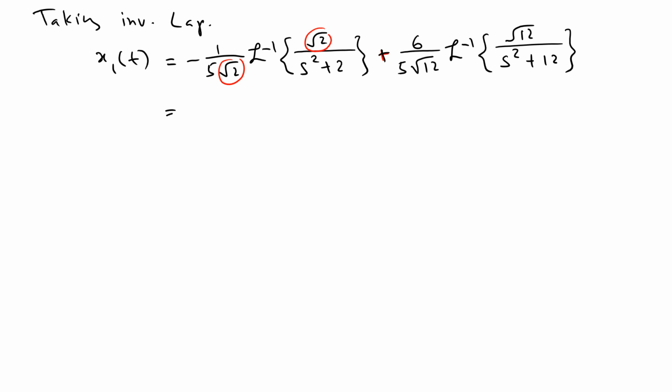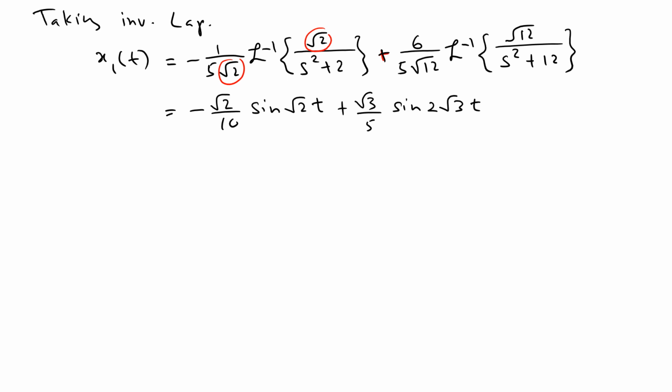Now you can multiply the top and bottom by square root 2. You don't have to, but you can. When you do that, you get square root 2 over 10, and you can see this is simply sine of square root 2 t, plus the same thing. Square root 12 is 4 times 3, so 2 times square root 3, so the 2 gets cancelled, and you get 3 over square root 3. That means it is square root 3 over 5, again sine, in this case, of 2 square root 3 t. So that is x1.